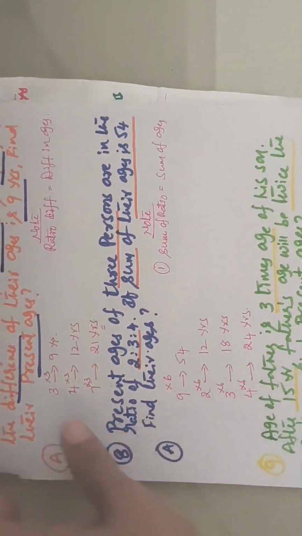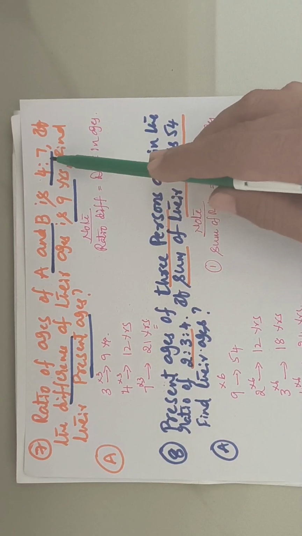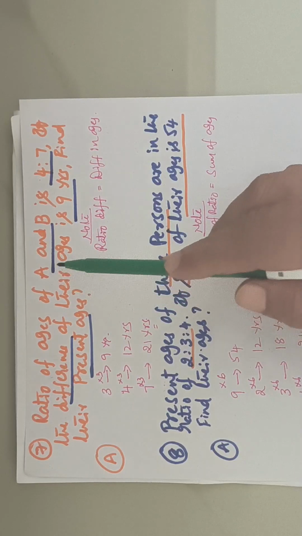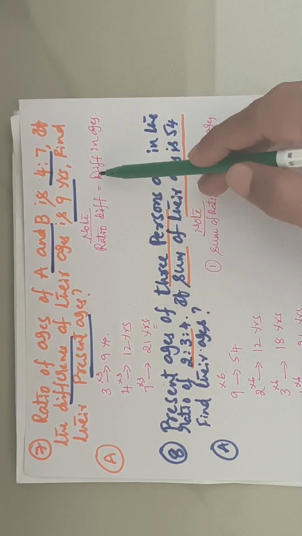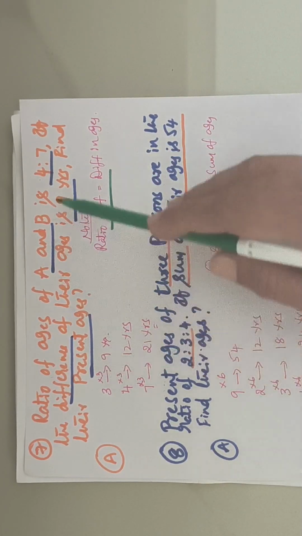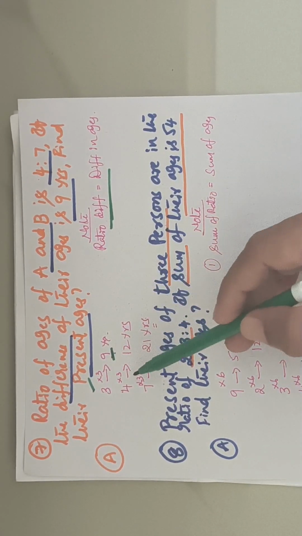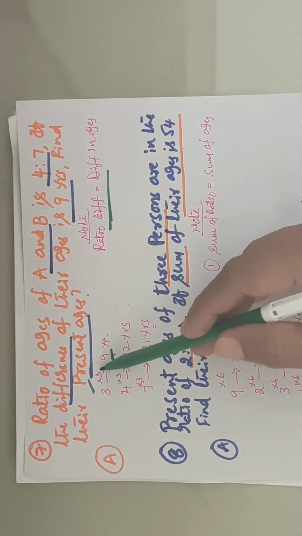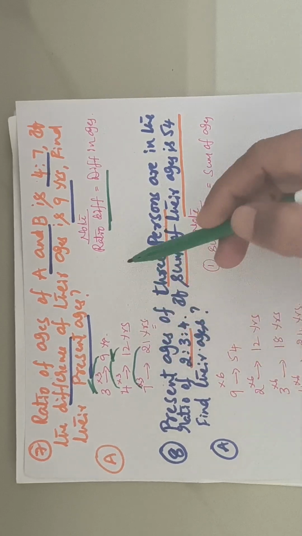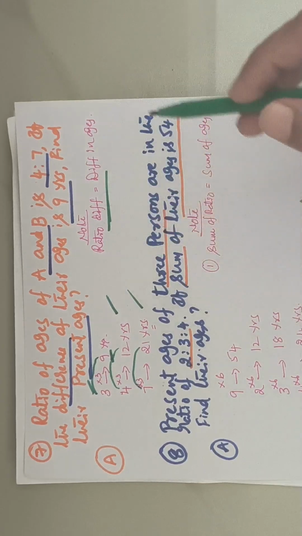So 7th question. The ratio of ages of A and B is 4 is to 7. If the difference of their ages is 9 years, find their present ages. One note: the ratio difference is equal to the difference in ages. So the difference in ratio, 7 minus 4, 3, is equal to 9 years. Then 4 parts will become 12 years. 3 into 3, 9. 4 into 3, 12 years. So 7 into 3, 21 years. The age of A is 12 years and B is 21 years.